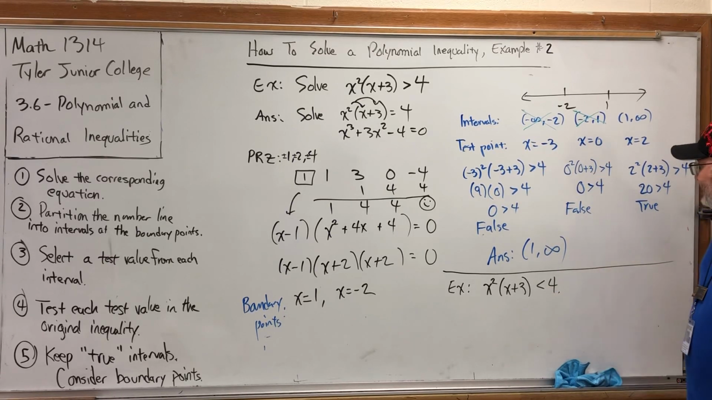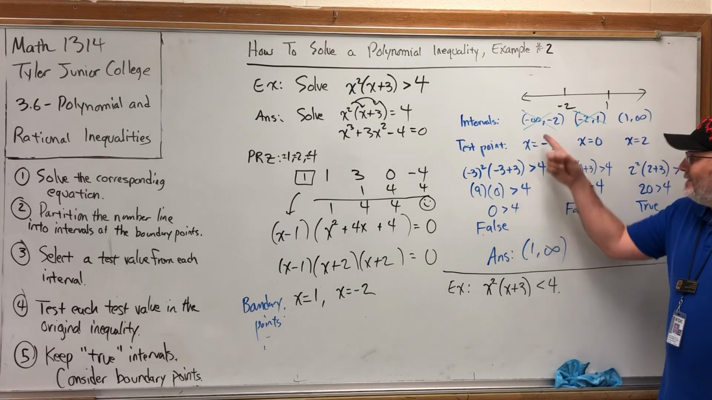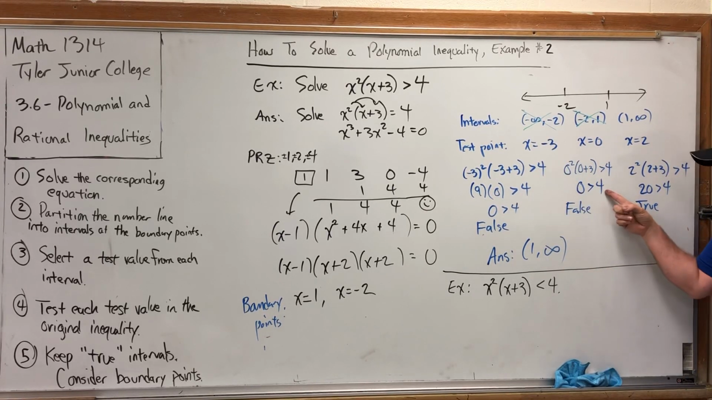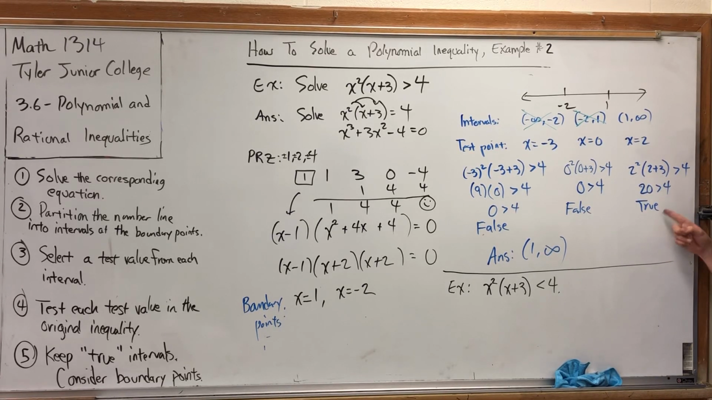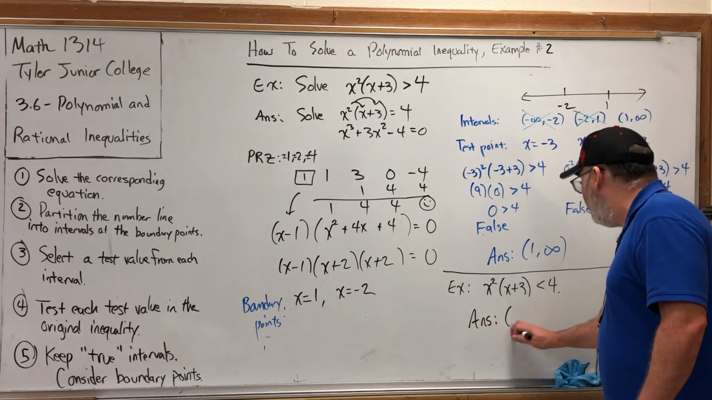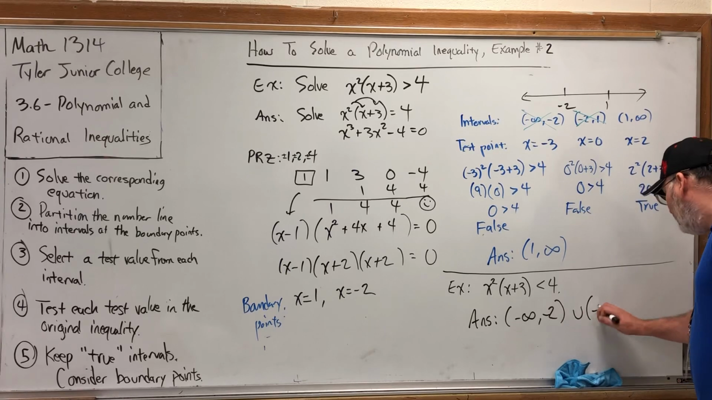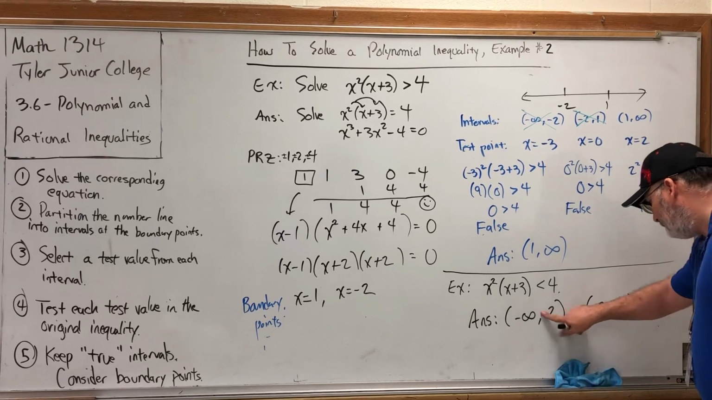So if these said less than, which ones would be true? Is 0 less than 4? Yes, keep this guy. Is 0 less than 4? Yes, keep this guy. Is 20 less than 4? No, don't keep this guy. So by reversing the inequality, it basically switches which intervals we keep and which ones we don't. So our answer would have been negative infinity comma negative 2 union negative 2 comma infinity.